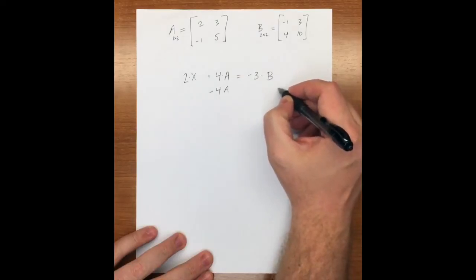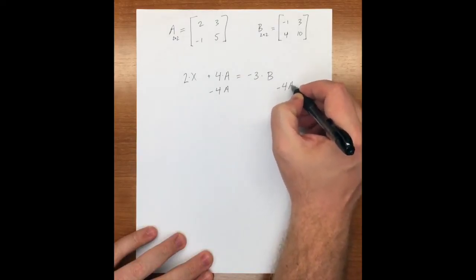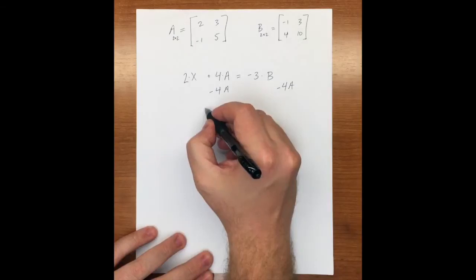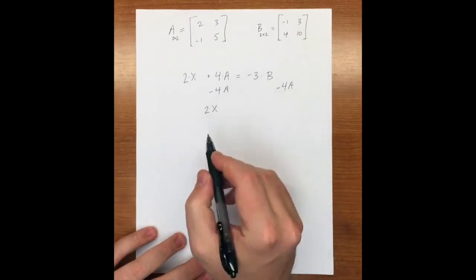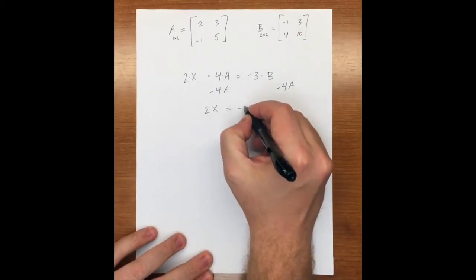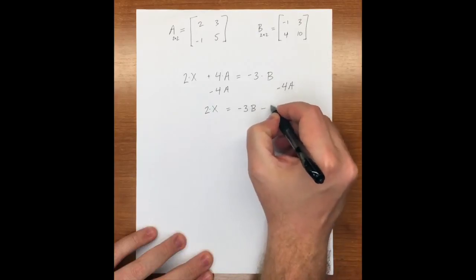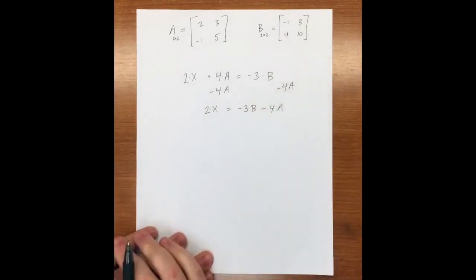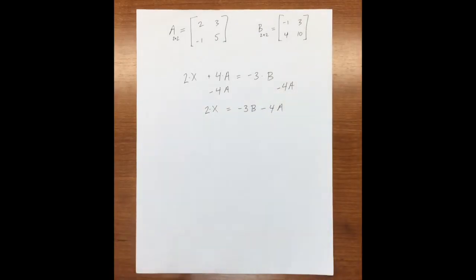To get x by itself, we know that you would normally say, I'm going to subtract 4A. So we're going to do that again here. Let's subtract 4A from both sides. That's going to leave us with 2 times the matrix x equals -3B minus 4A. Now, we haven't talked about division yet, and we won't talk about division. I think I accidentally misspoke on the first video and said something about division. But when we talk about matrices, there is no such thing as division.